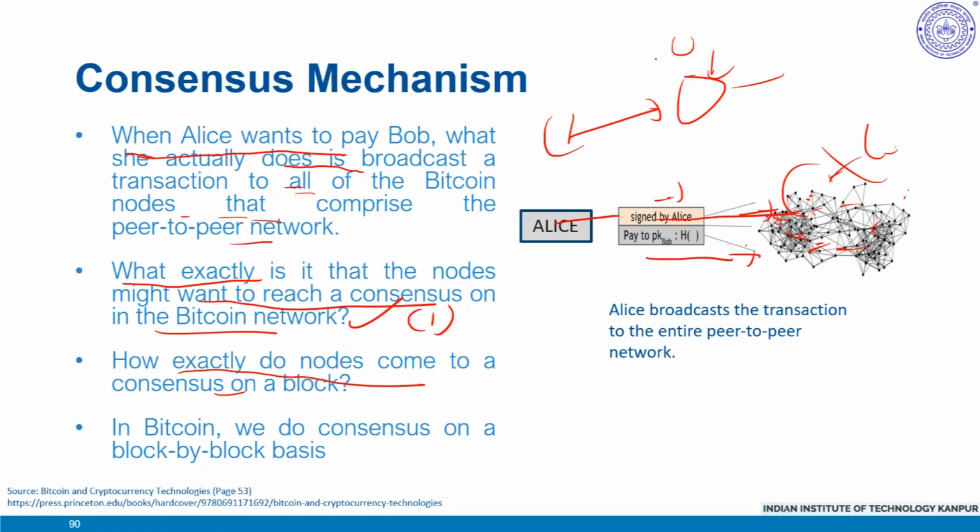If some transaction somehow didn't make it into this particular block, it could just wait and get into the next block. When the next block comes, the transaction can get added to that. Lastly, in Bitcoin, we do this consensus on a block by block basis. So at any given point, all the nodes in a peer-to-peer network have a ledger consisting of a sequence of blocks, each containing a list of transactions that they have reached consensus on.